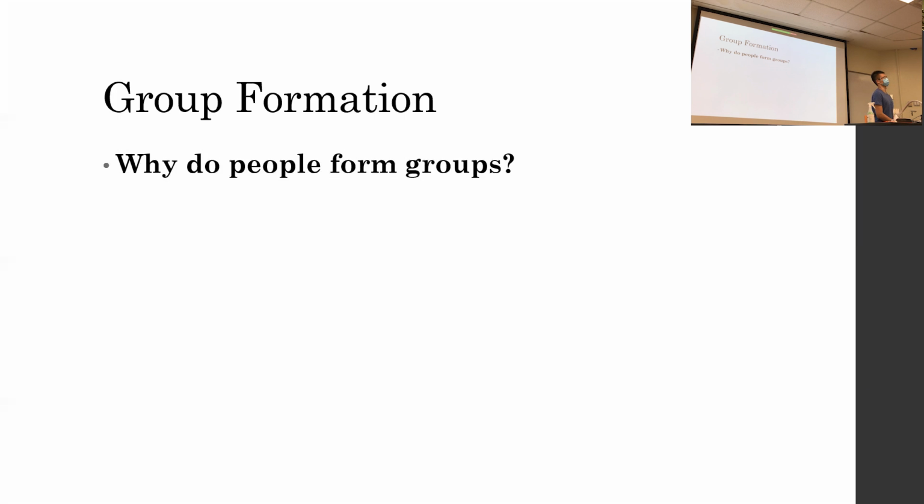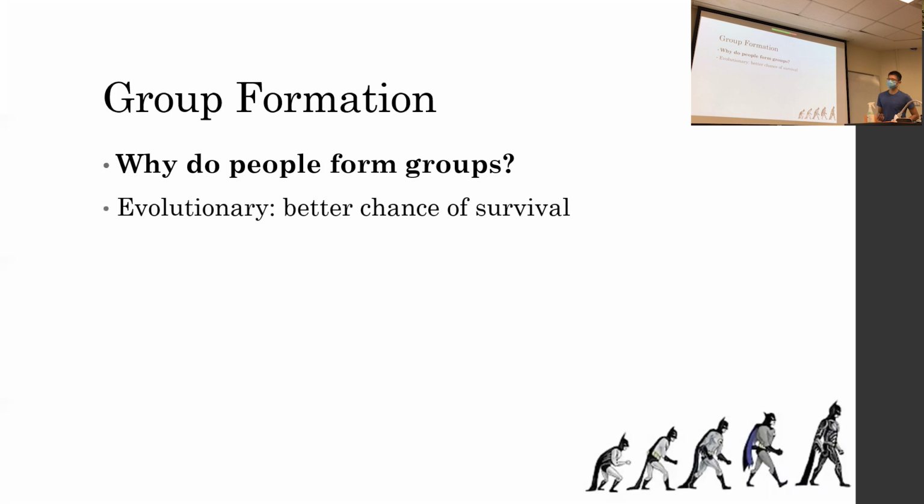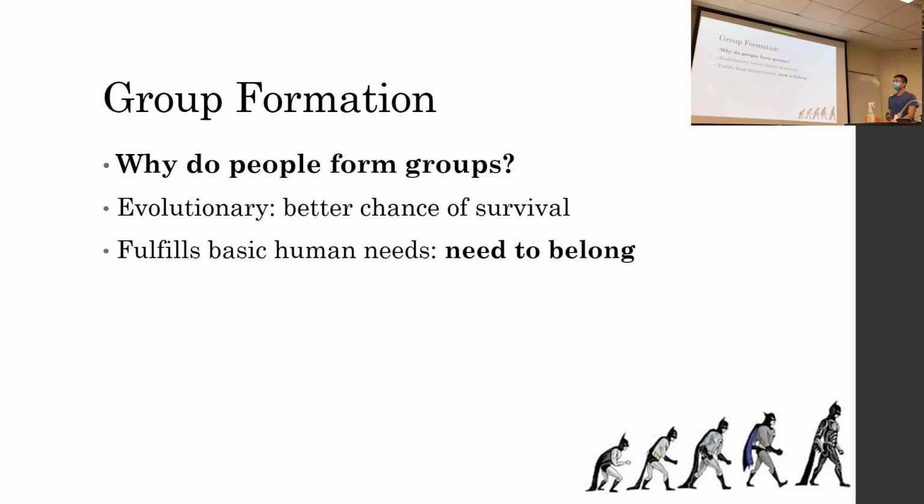I'd say there's an innate biological reason to gravitate towards human connection. Yeah, very good. So those are on point. From an evolutionary standpoint, people have a better chance of survival if they form a group. It also fulfills basic human needs, which is the need to belong. As social animals, as humans, we want to have a sense of belonging, and forming a group can give us that. It also provides us positive affection and social support.